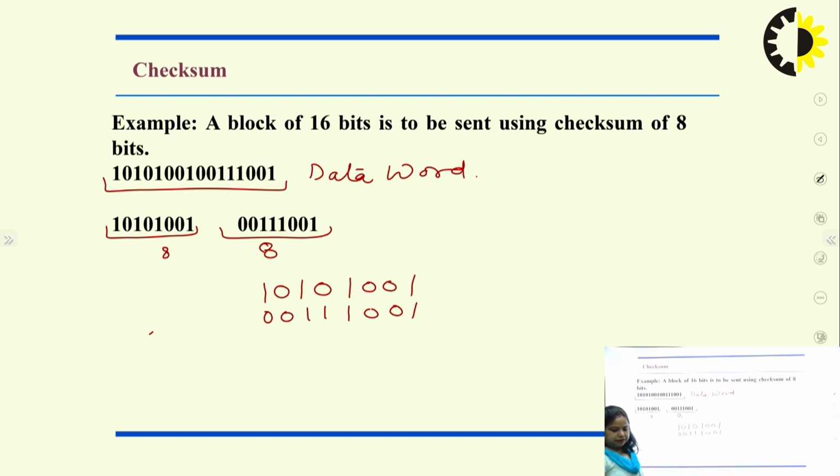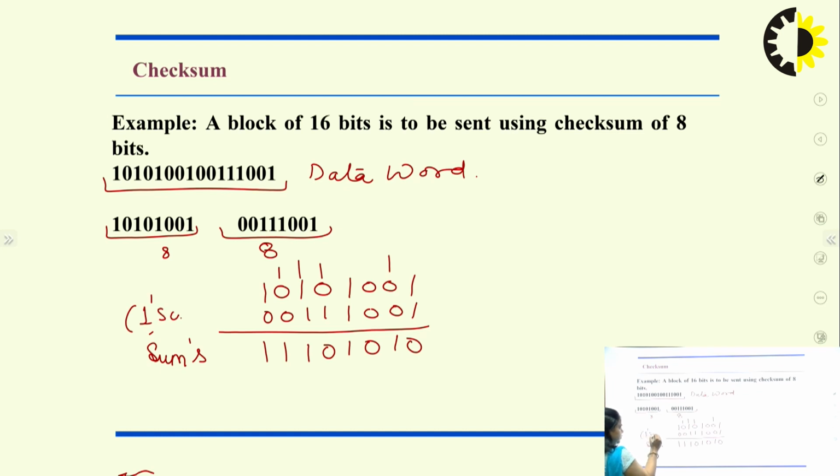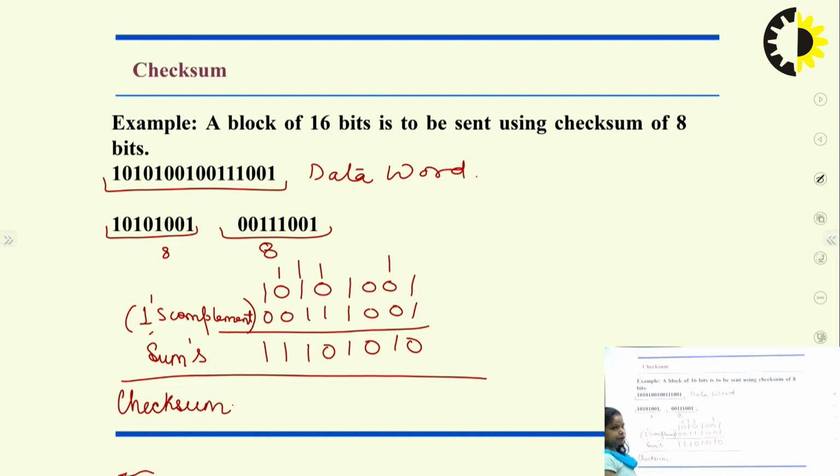Then onto this data we have to apply the ones complement. Once we apply the ones complement, this comes out to be your sum. After applying the ones complement, to generate the checksum we have to take the complement of the sum. The complement of 1 is 0, and of 0 is 1. So it comes out to be 0 0 0 1 1 1 0 1. Now this becomes the checksum, right?